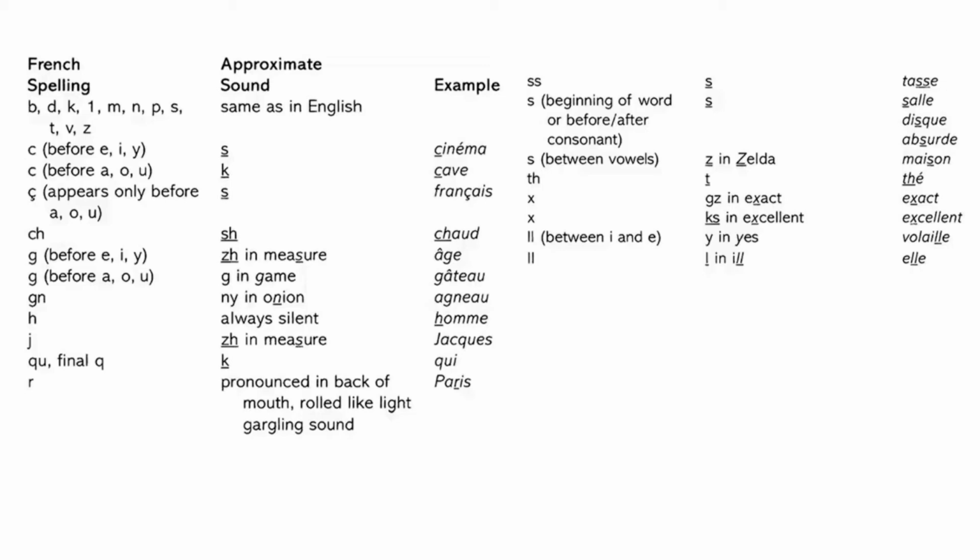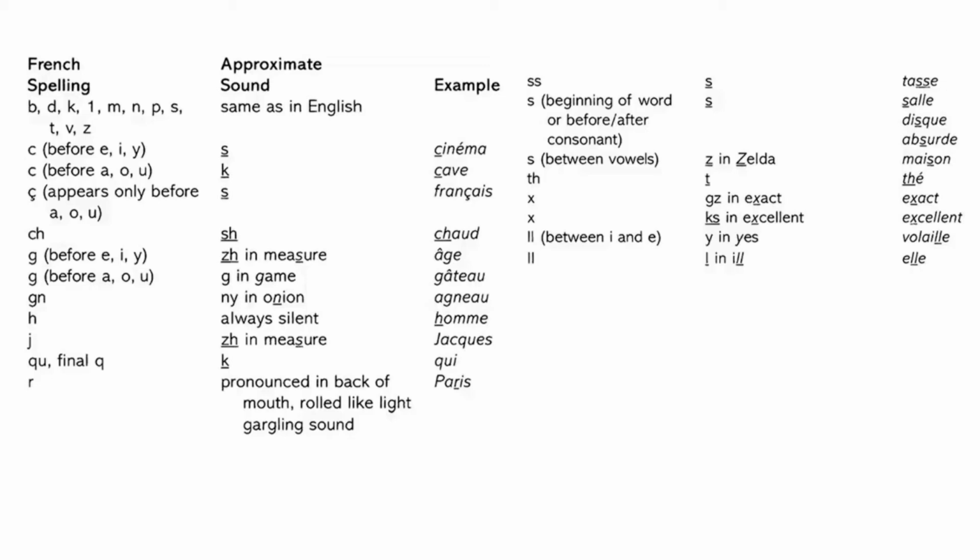J sound is "zh". QU sounds K, and QUI sounds "ki". Note one thing, E, S, T, these three letters are silent always in French if they are at the end. If the letters E, S, T are in last, they are silent.